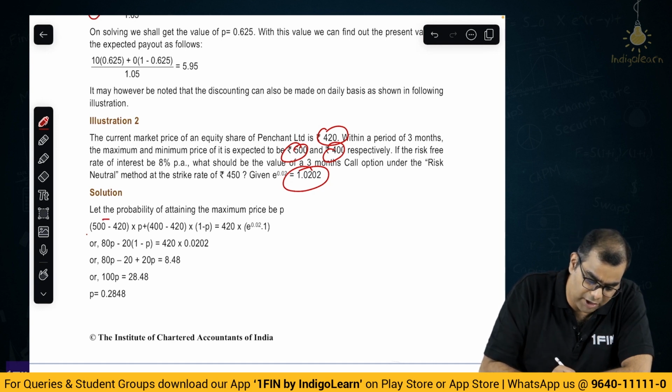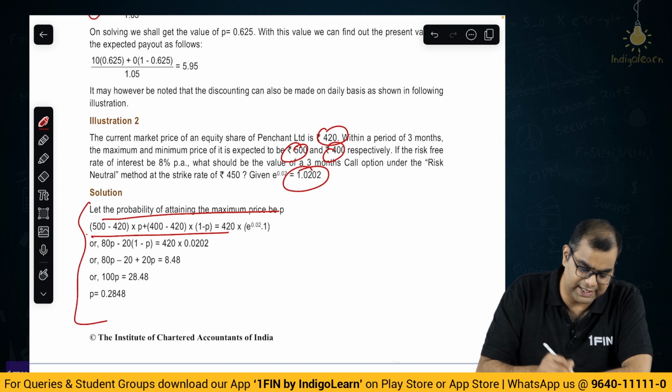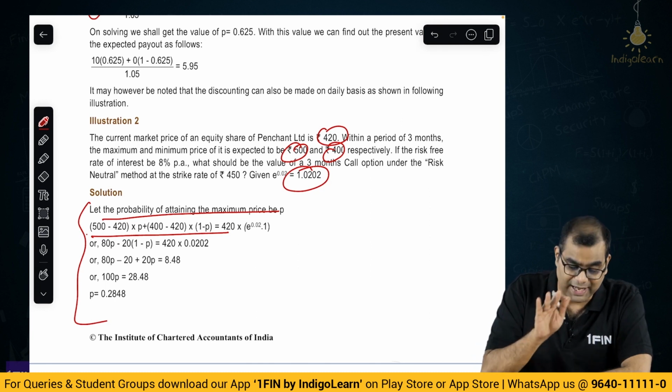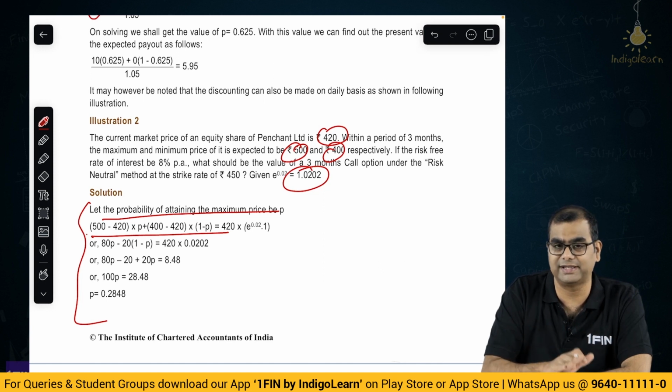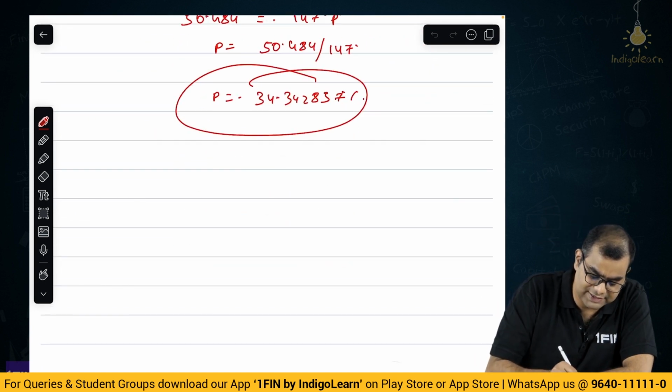Okay. So let the probability of attaining maximum price be P, then 500 minus 420 plus P into 400 minus 420 into 1 minus P is equal to 420 into so on and so forth. So basically they did this entire thing same. Okay, this is what you are supposed to answer in exam as per Institute ICAI material. Whether it is correct or not from a technical perspective, I will explain. Now, after having done this, P is this one.